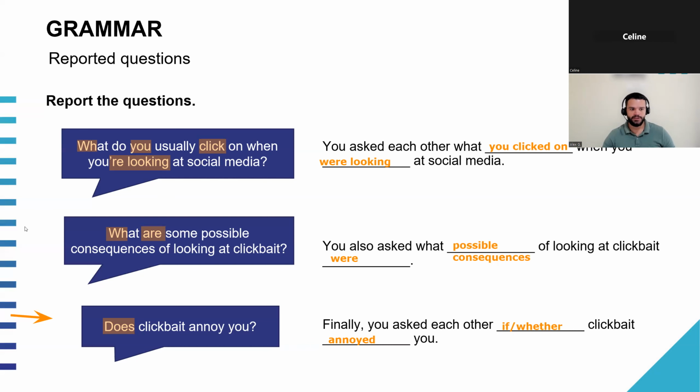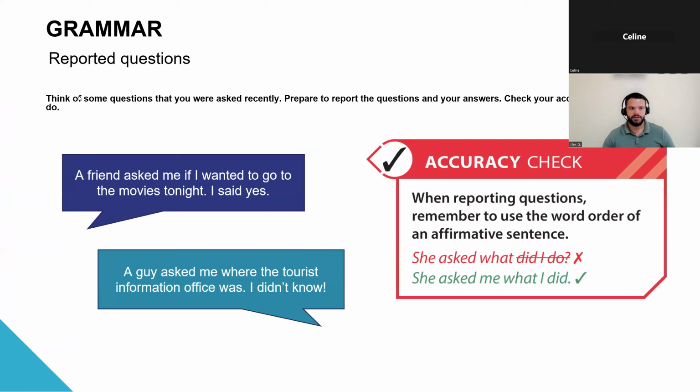Here, let's do one more practice. Let's erase, and we can do one more practice here on the next one. It says reported questions. Think of some questions that you were asked recently. Prepare to report the question and your answer. Check your accuracy as you do. For example, here we have the example here. Go ahead and read the example here, Celine. A friend asked me if I wanted to go to the movie tonight. I said yes.